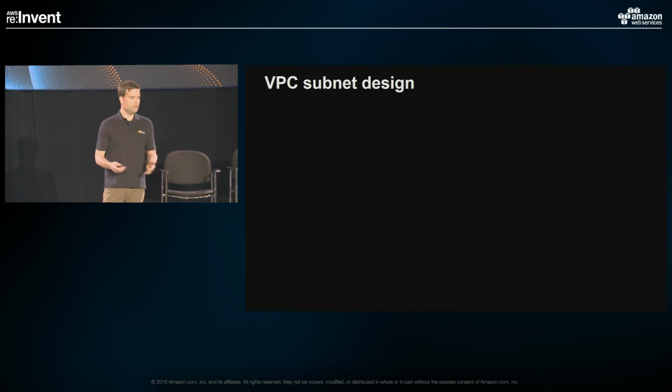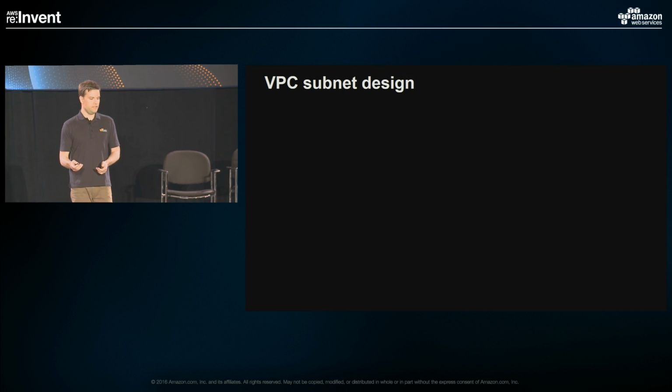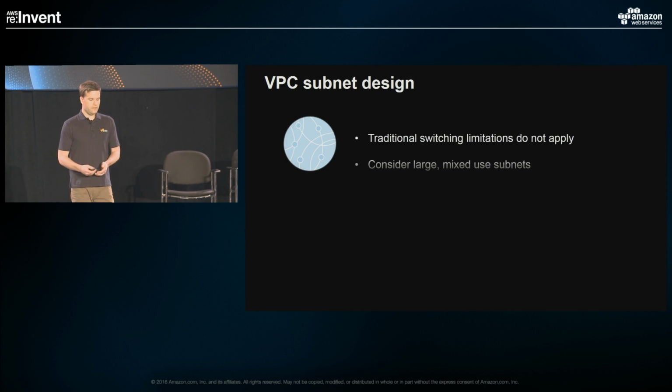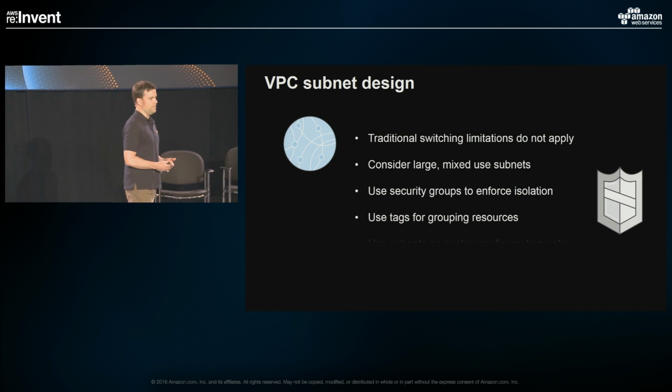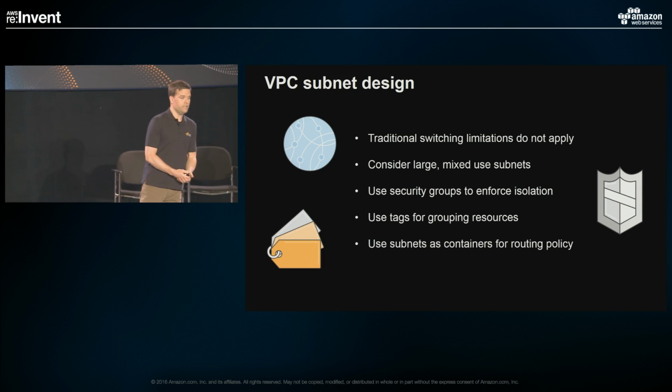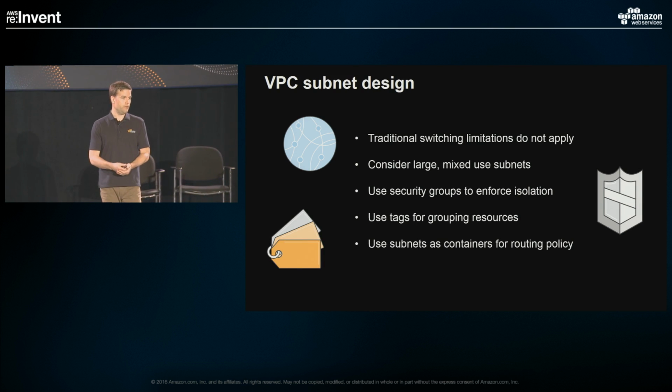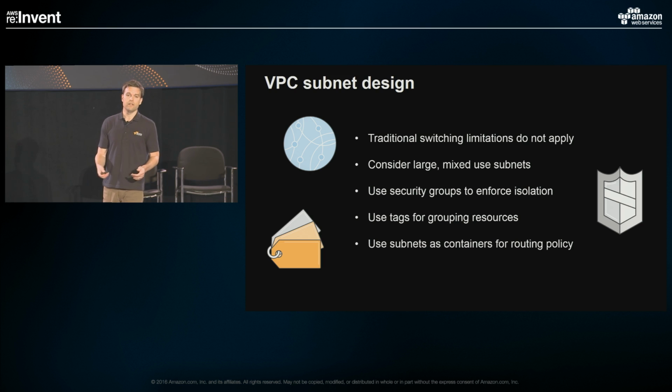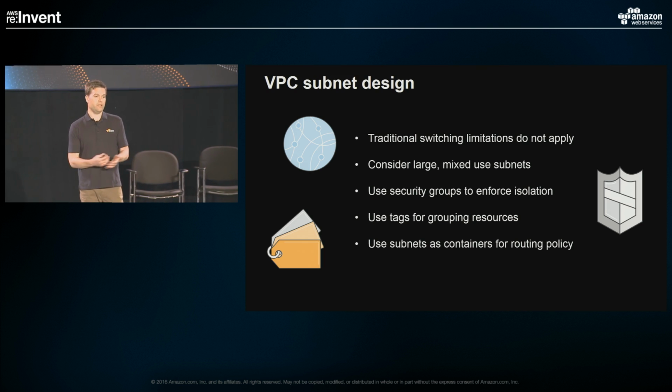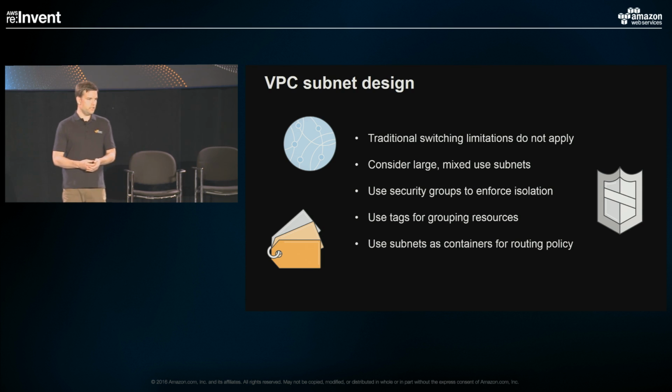So these are my recommendations for VPC subnet design. The first thing is that traditional switching limitations, and the reasons that you might have done that in your own data center, don't apply here. It's a virtual network. There's no performance impact for having thousands and thousands of instances in a single subnet. There's no ARP broadcast domain. You're not going to have any of those limitations in VPC. So I always advise, consider large mixed-use subnets. Don't use them as isolation containers.